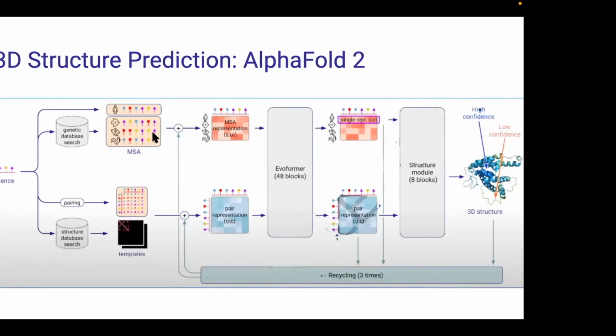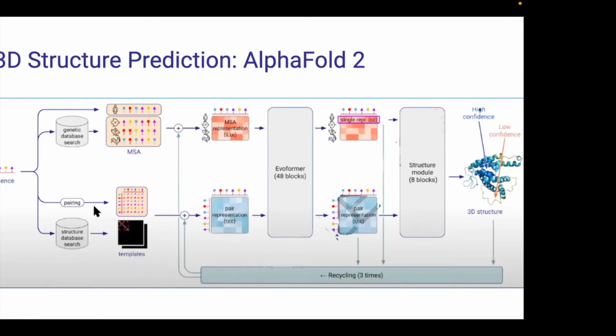So each row of this MSA indicates a different species or a different co-evolutionary sequence of proteins where changes in proteins are observed, and we track those co-evolutionary changes. So one protein has changed similarly with another protein, and we track that, and that's given as the MSA representation. Was that fair? I hope it was clear.